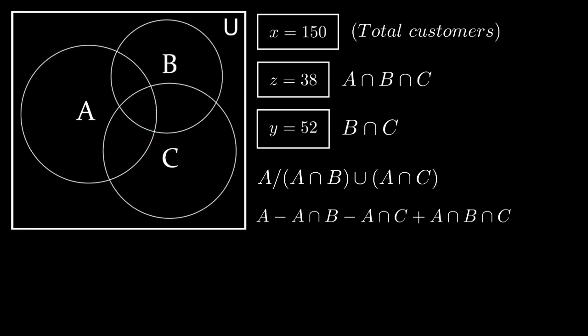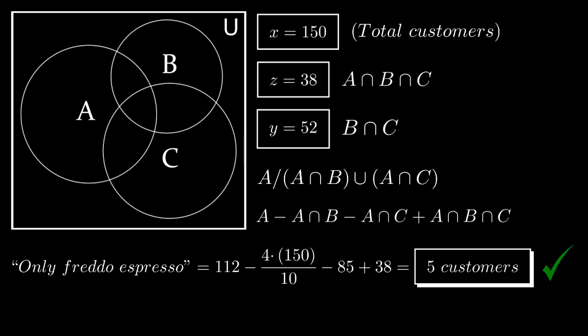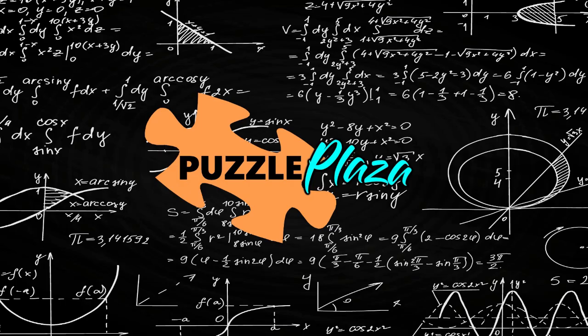So without further ado, the only espresso crowd, the number of customers who only get a Freddo Espresso after we plug in all the numbers equals 5. And that's our answer. 5. Only 5 customers only get a Freddo Espresso, which is an intuitive answer, if you ask me, given that only 14 customers get exactly 1 item. I mean, even if you guess it or ballpark it, you still have to prove the answer by doing all these calculations, my friends. Wow.